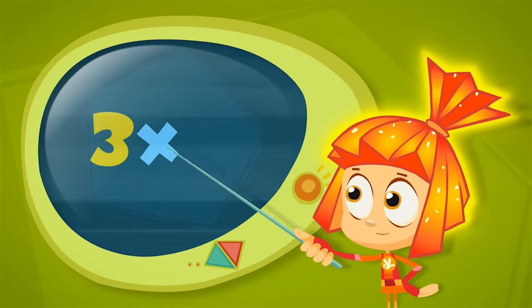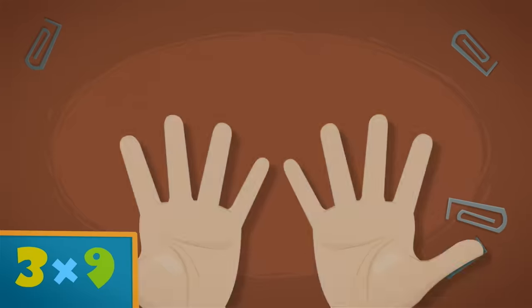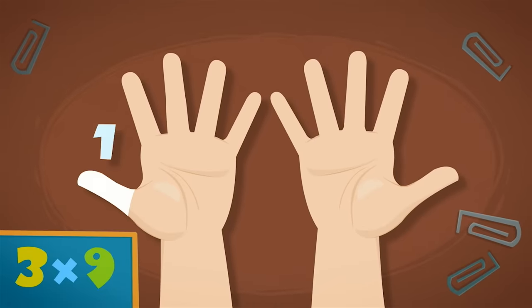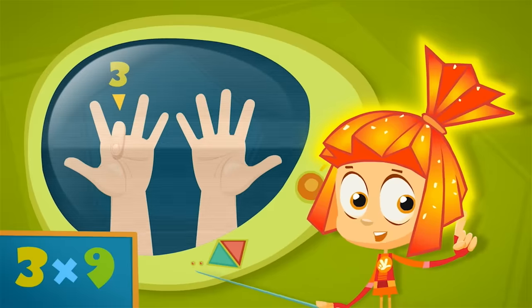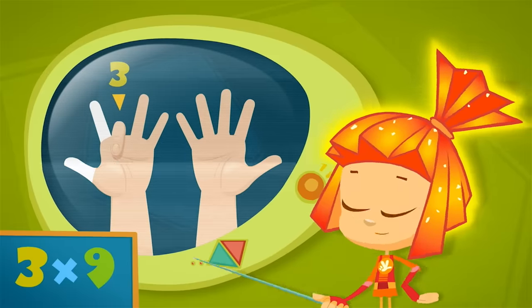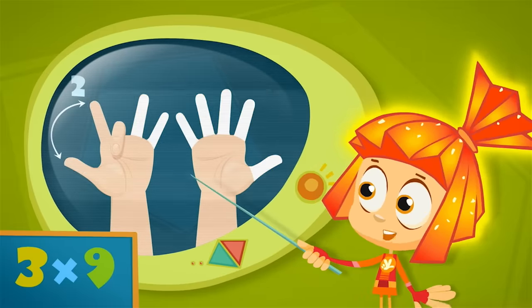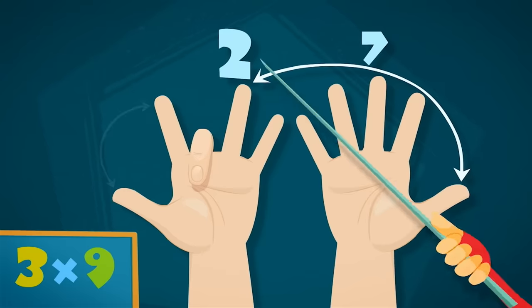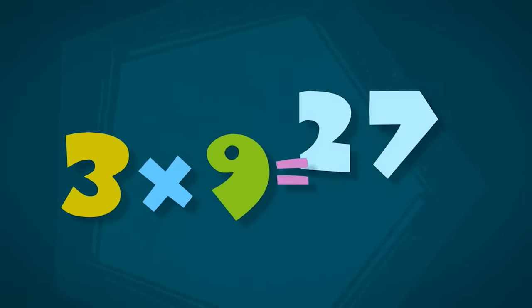Let's say you need to multiply the number 3 by 9. Put your hands face up in front of you. Now, find the 3rd finger from the left and bend it down. So what do we see? There are 2 fingers to the left of the bent finger and 7 fingers to the right. 2 and 7 means that the answer is 27.